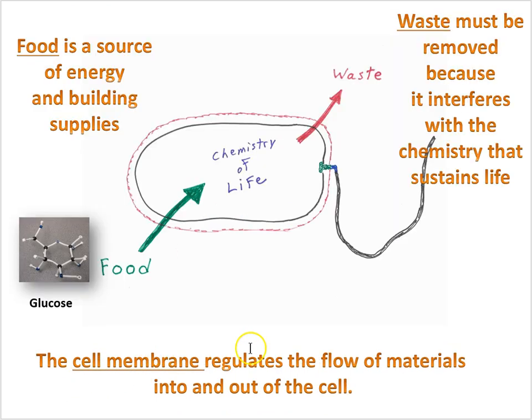Now, the cell membrane regulates the flow of materials into and out of the cell. For instance, the food that's going to be imported into the cell is a source of energy and building supplies. Well, the cell membrane is going to be regulating the transport of food into the cell. And likewise, waste must be removed because it interferes with the chemistry that sustains life. Again, the cell membrane is going to be controlling the export of unneeded molecules. You don't want to allow the waste molecules to build up in the cell because that interferes with the chemistry of life.